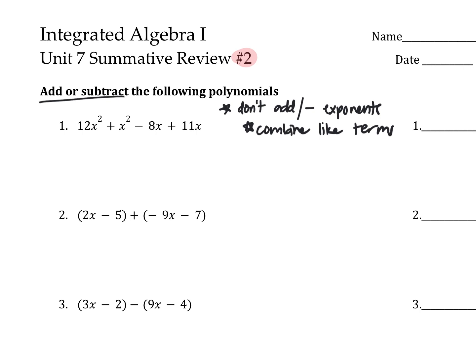Okay, so if I look at number 1 here, I've got 12x squared, and I've got positive x squared. So there's technically an imaginary 1 in front of that, so I can add those together to give me 13x squared. And then I have a negative 8x and a positive 11x, so if I add those together, I get a positive 3x. And I cannot combine those together because x does not have a power 2, it just has a power of 1.